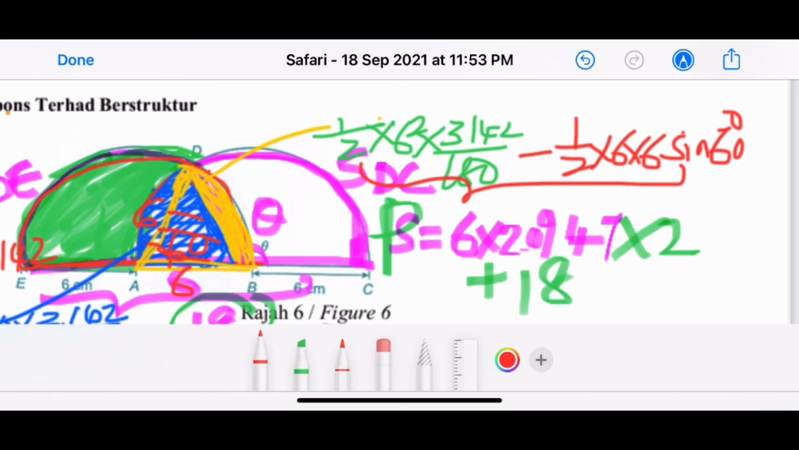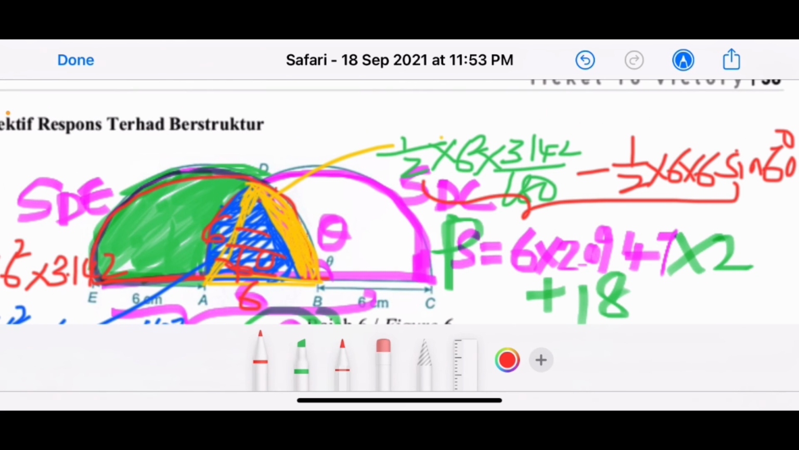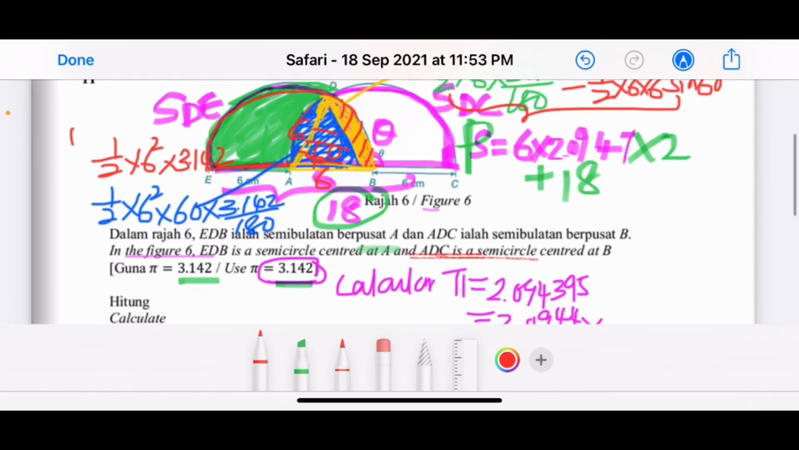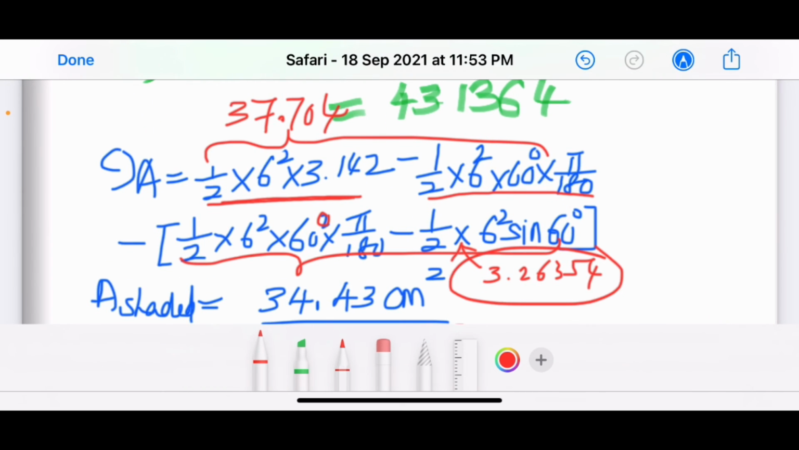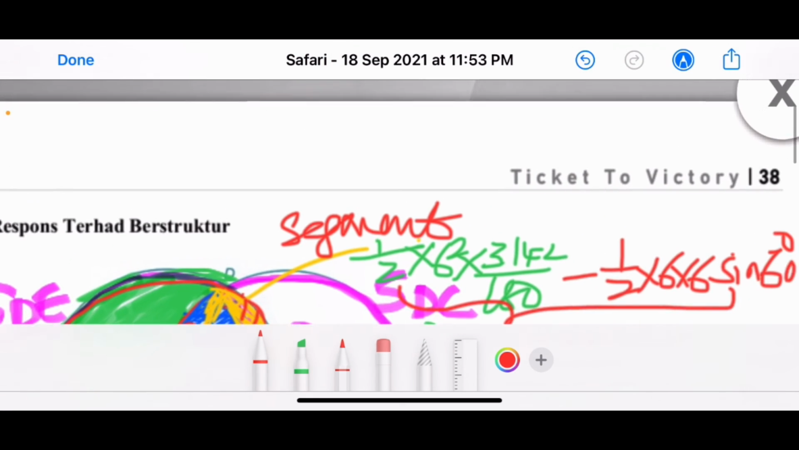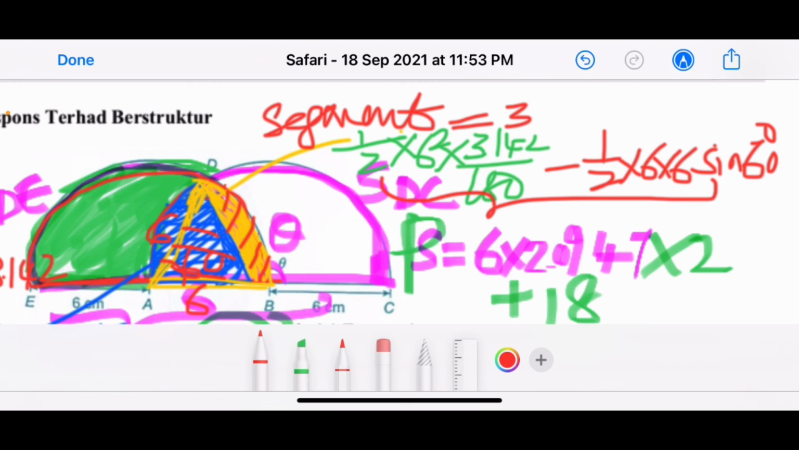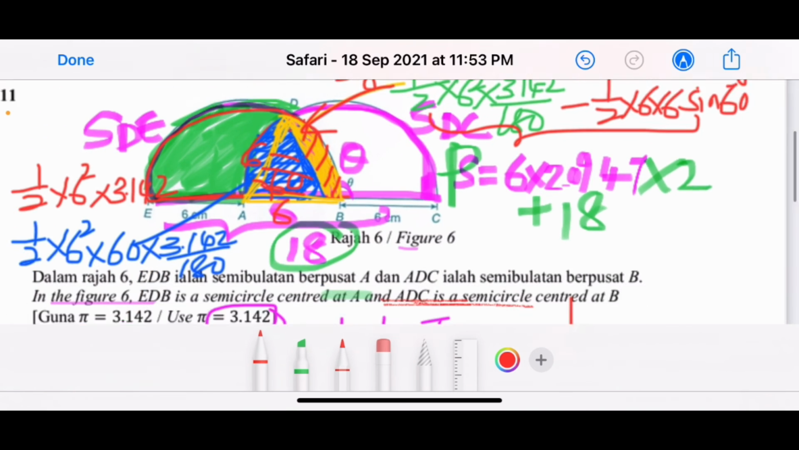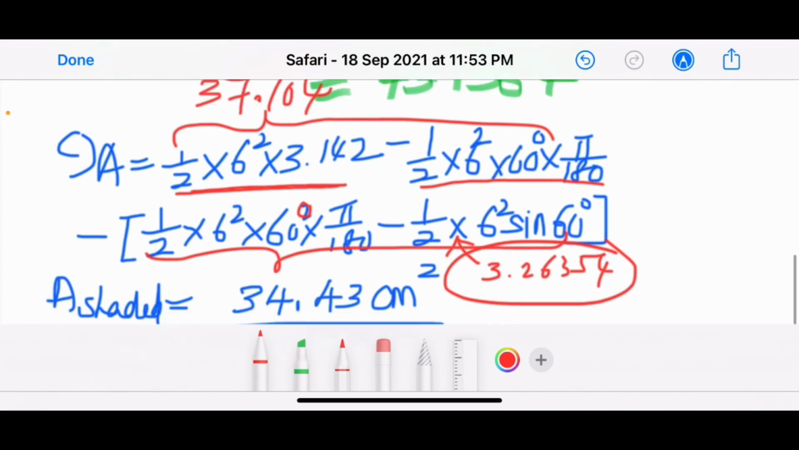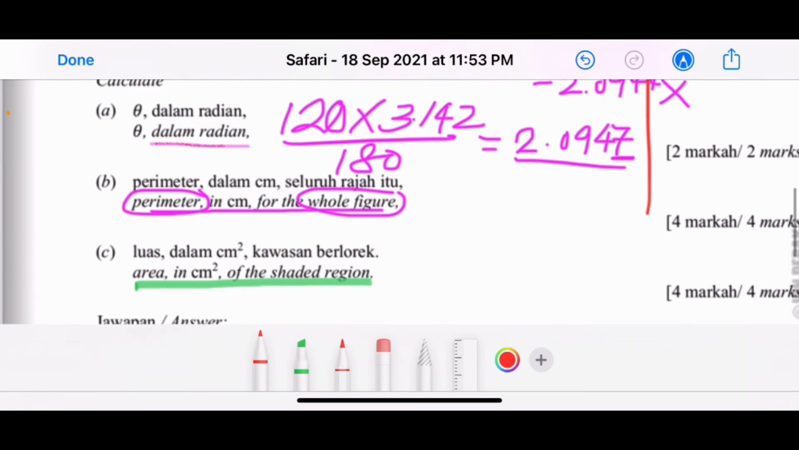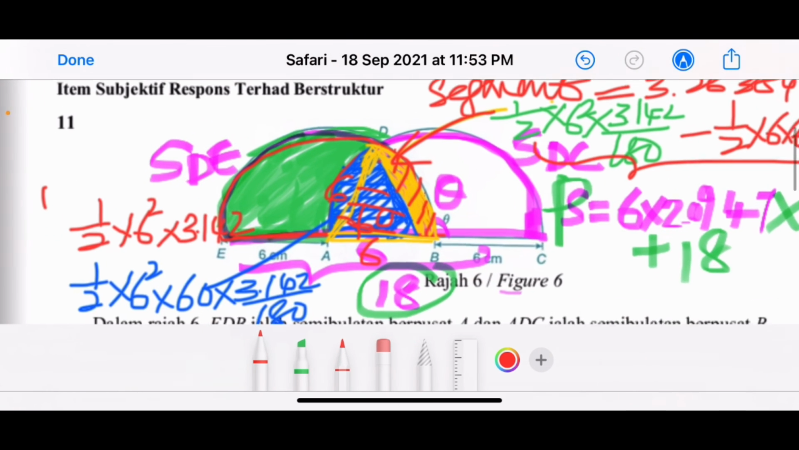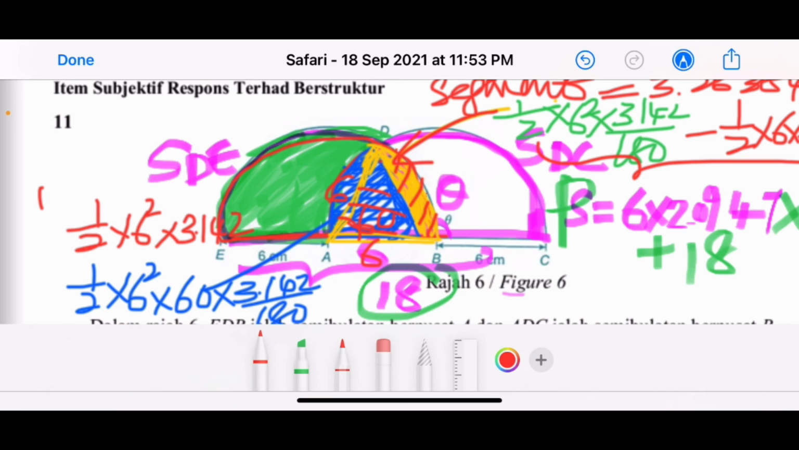So if you press your calculator, this will give you the segment, the yellow color region, the area of the segment. If I press the calculator, I will get 3.26354. Okay, area of the segment, 3.26354. And then for the area of the semicircle minus the sector, which is the green color here.